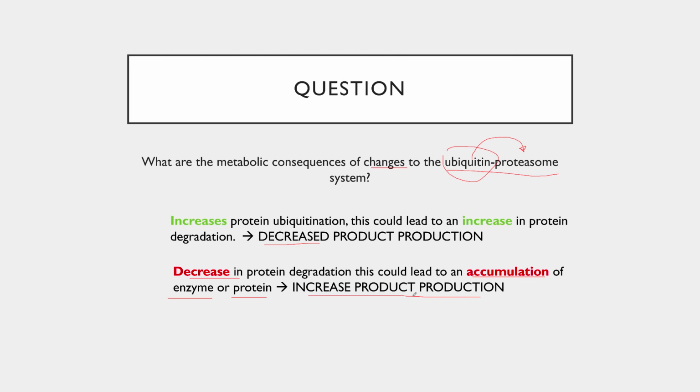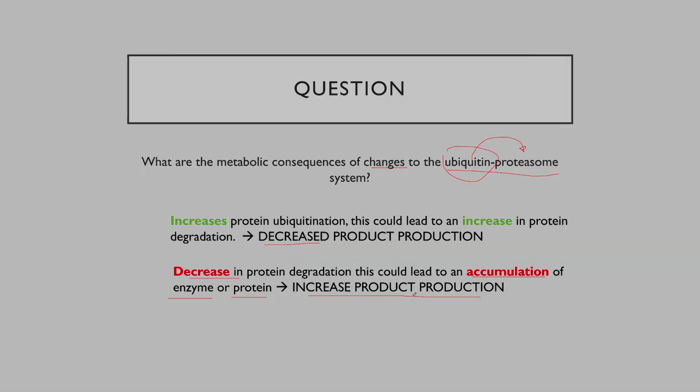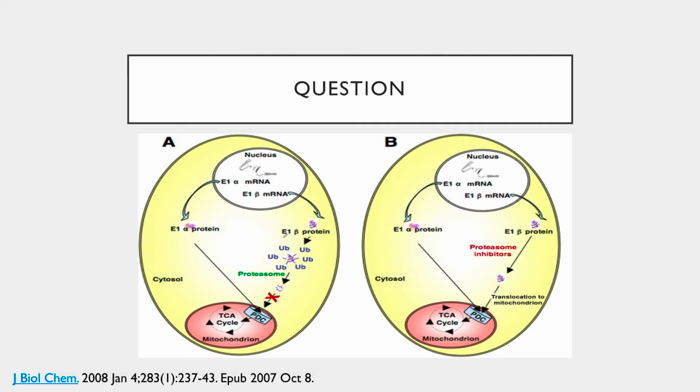If we look at a specific example from a publication in 2008, we can explore the rapid degradation of one of the subunits of an enzyme we'll talk about later, the pyruvate dehydrogenase complex. In this paper, they were exploring a mutation which caused the E1 subunit of this enzyme, the pyruvate dehydrogenase complex, to become targeted for ubiquitination. In this case, individuals who had this mutation, where the E1 protein was rapidly targeted for ubiquitination and degradation by the proteasome, showed a deficiency in the pyruvate dehydrogenase complex.